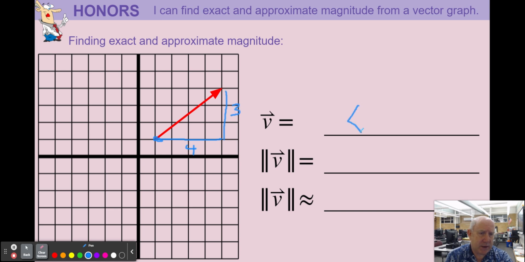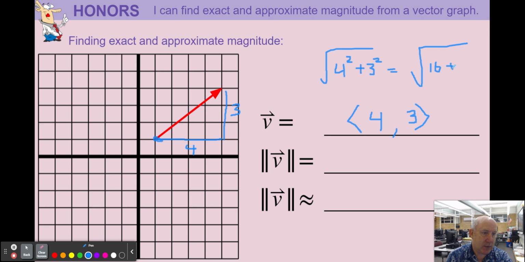Follow the same process we did before. So we put in the component form, putting x first, which is 4, and y second, which is the change in y. Good. Now, we'll also notice that if we do the square root of the square of 4 plus the square of 3, we get the square root of 16 plus 9, which is the square root of 25.